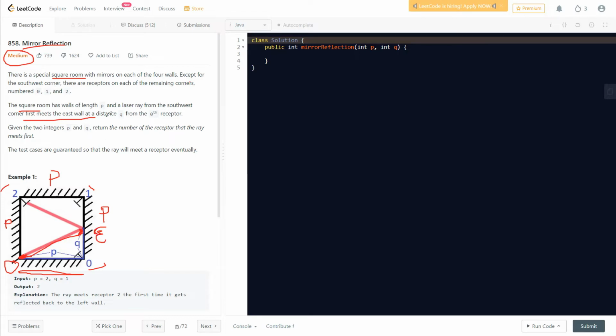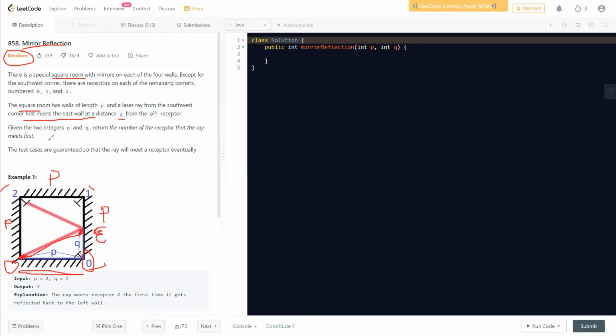This is the east wall, and the laser ray is directed from the southwest corner, and it meets at some point in the east. This point is at a distance of q from the 0th receptor. So from the 0th receptor, it has a distance of q. This particular distance you see over here, that's the q. You can see here is our 0th receptor, and the distance is q.